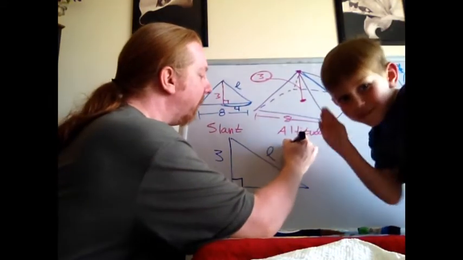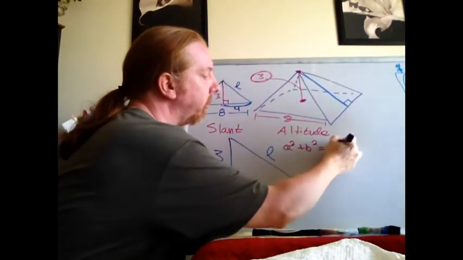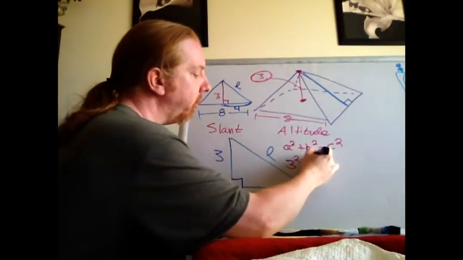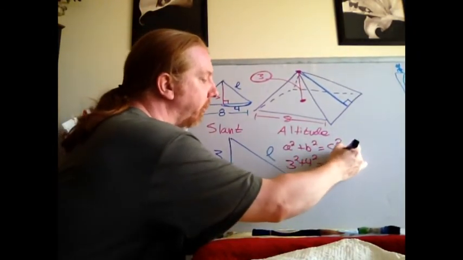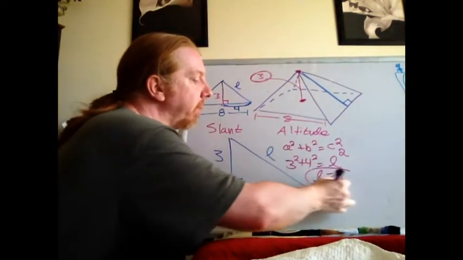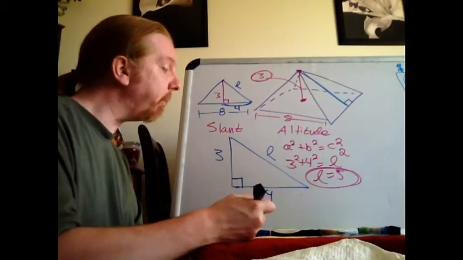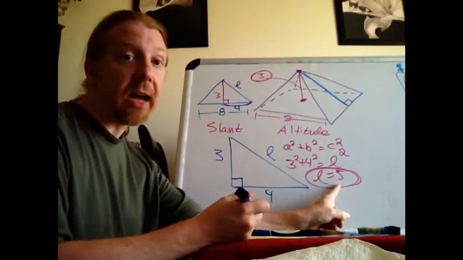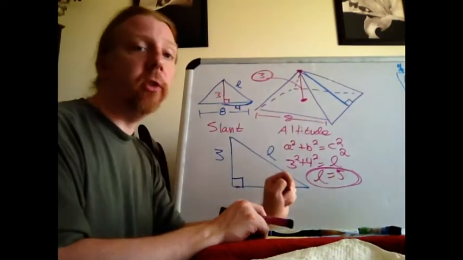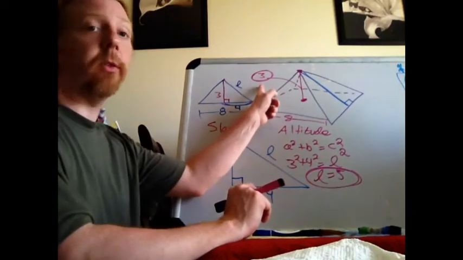So I've got A squared plus B squared equals C squared. And now I can plug into it. 3 squared plus 4 squared equals L squared. Math happens and you get L is equal to 5. So if I were to continue work on this problem, I would be using a slant of 5 to do all of my calculations in order to get the surface area of this pyramid. I would not be using 3.